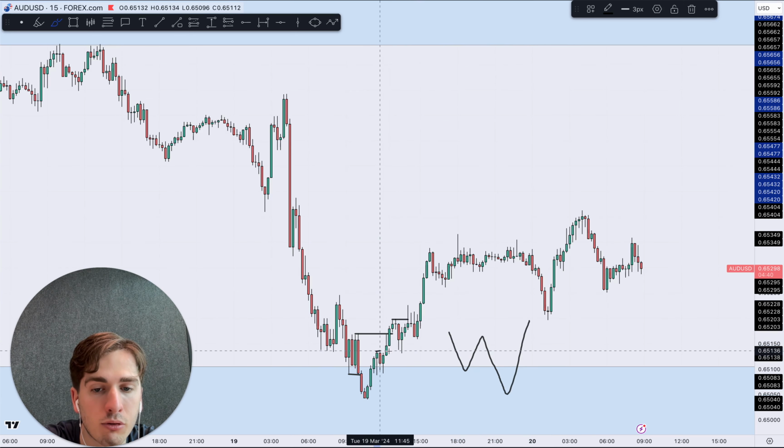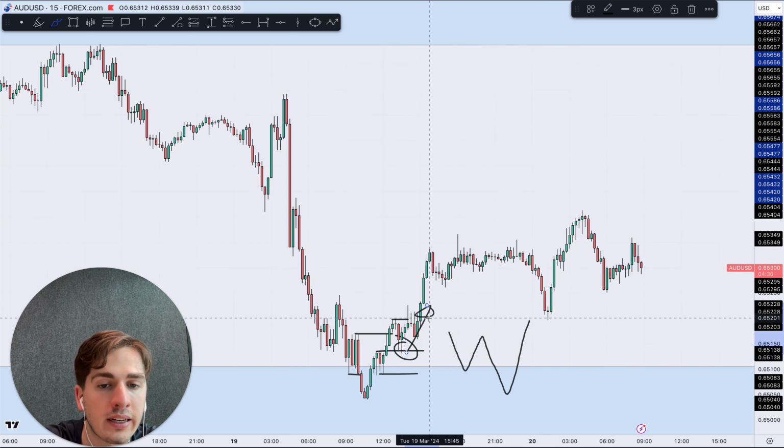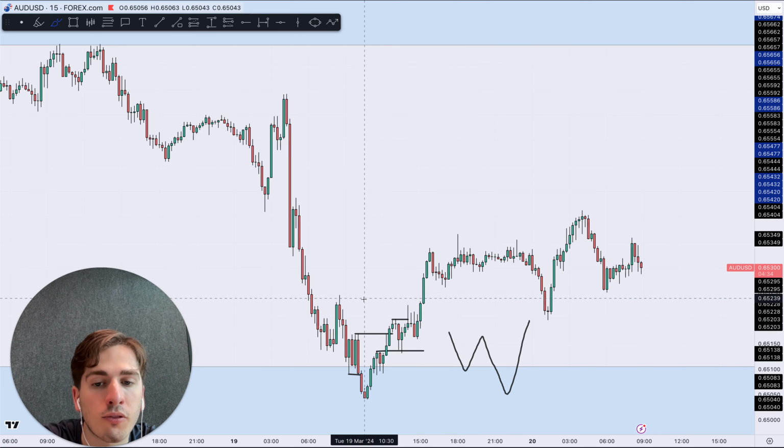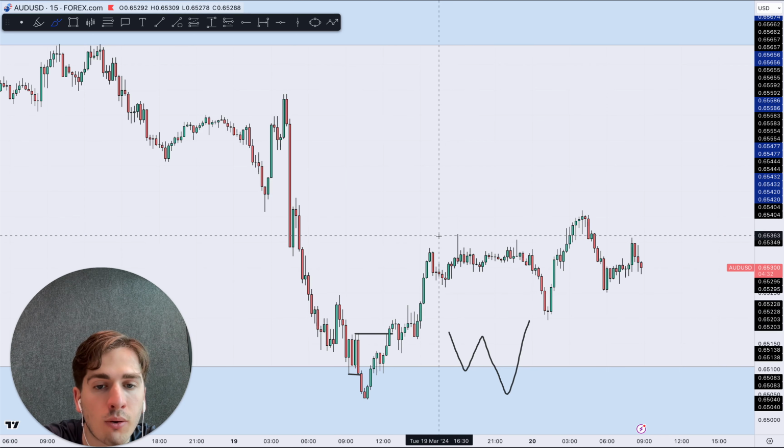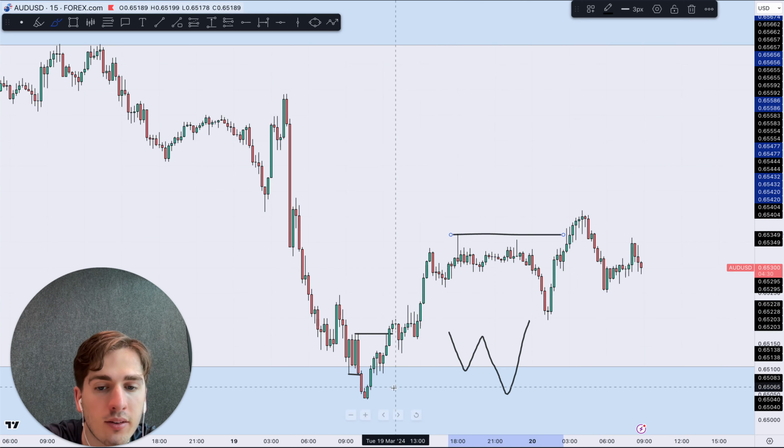You then get a pullback in towards this demand zone, and from there you could have gone long further in towards the upside. So beautiful. If you wanted to wait for more confirmation, obviously we form a high over here. From this low in towards this high is your impulse.